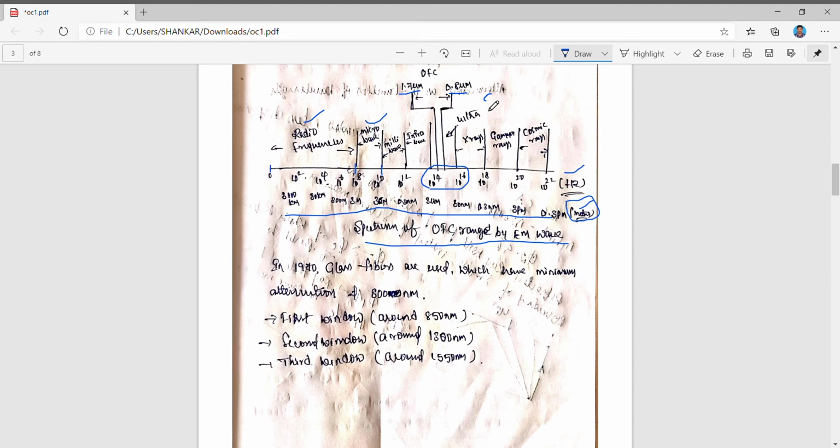So here 0.8 micrometer means 800 nanometer, and the range goes to 1700 nanometer. I have to convert that micrometer into nanometer. So the range is 800 nanometer to 1700 nanometer.